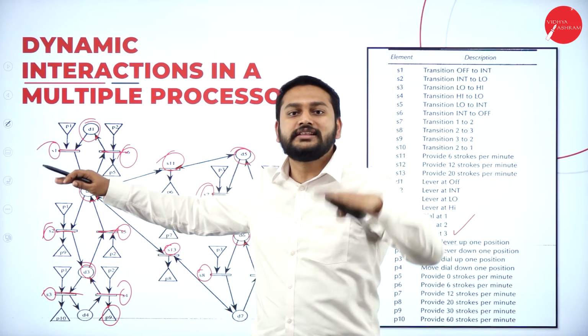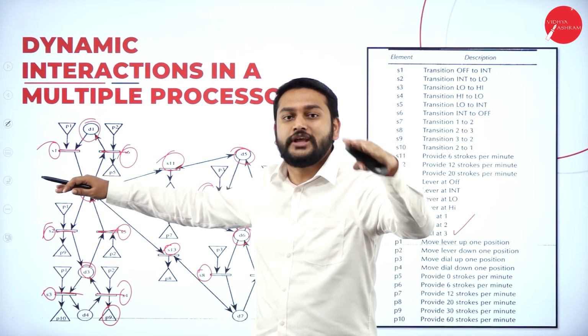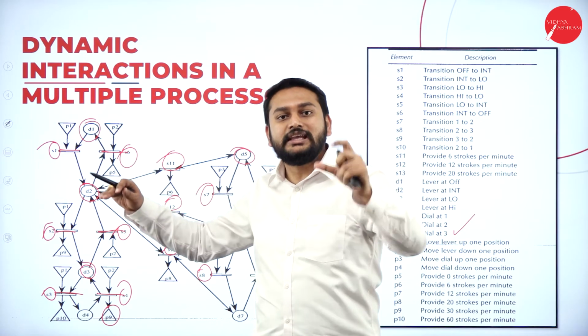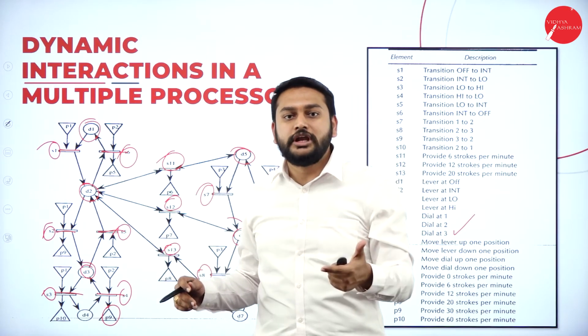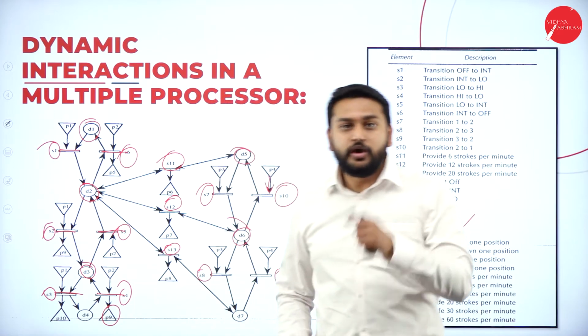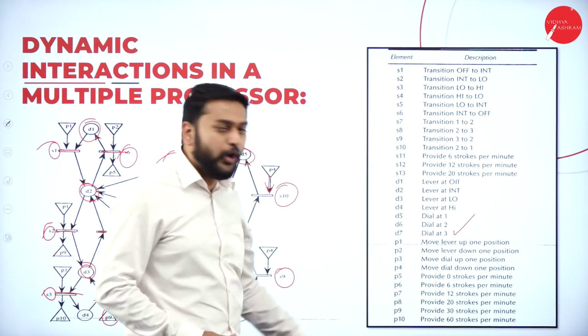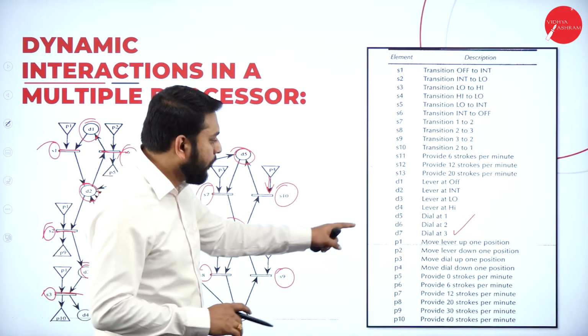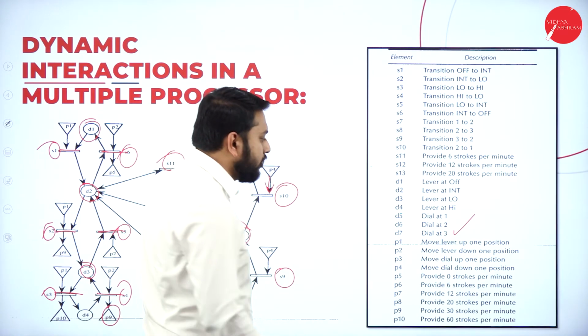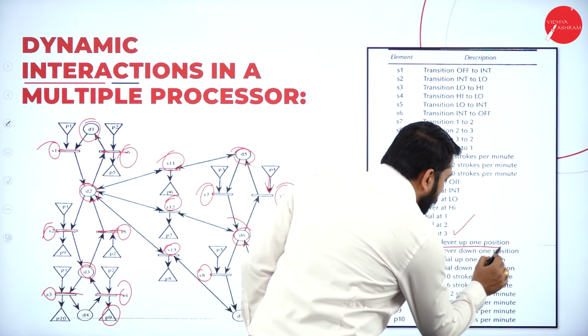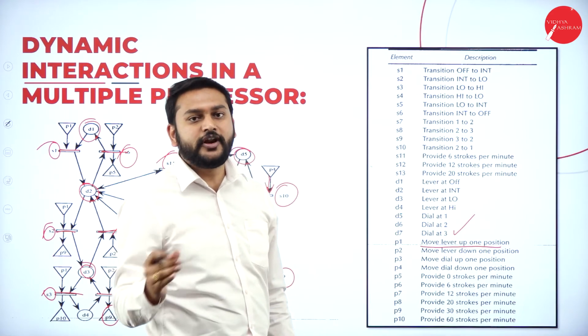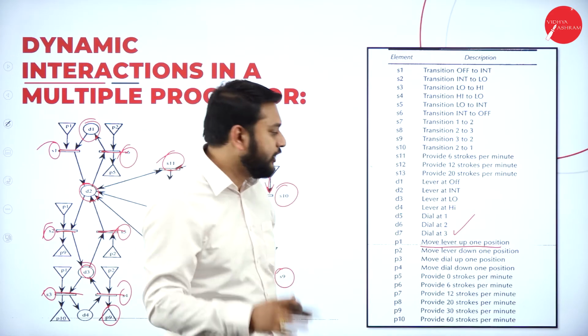So you are understanding the state transition with respect to S. With respect to D, D is the position of the dial. So that's what you need to remember. Alright, moving forward to the next one, ports. What happens with the ports? P1 in the sense what? Move lever up one position. So that's what you need to remember.